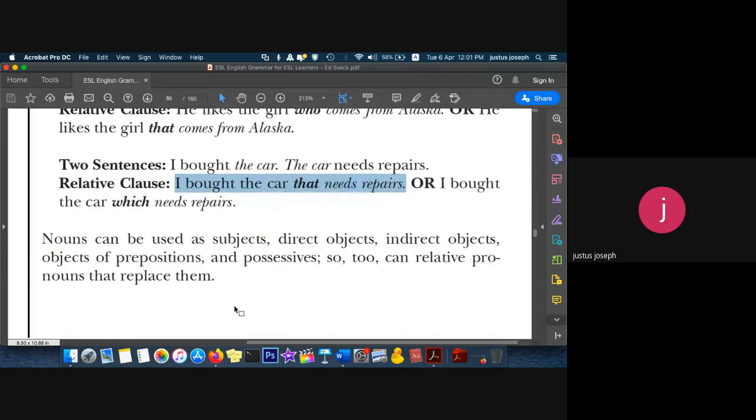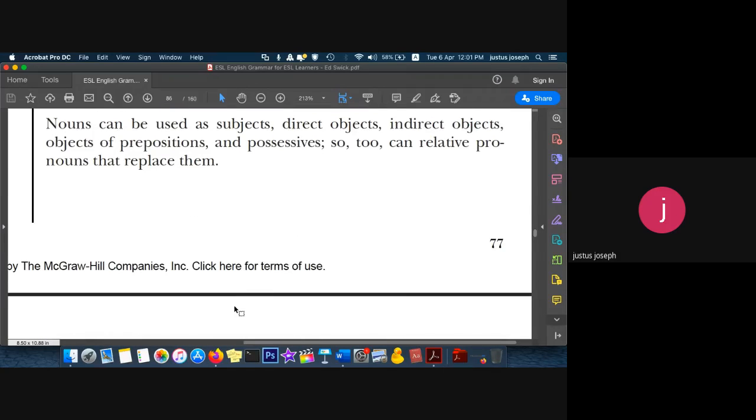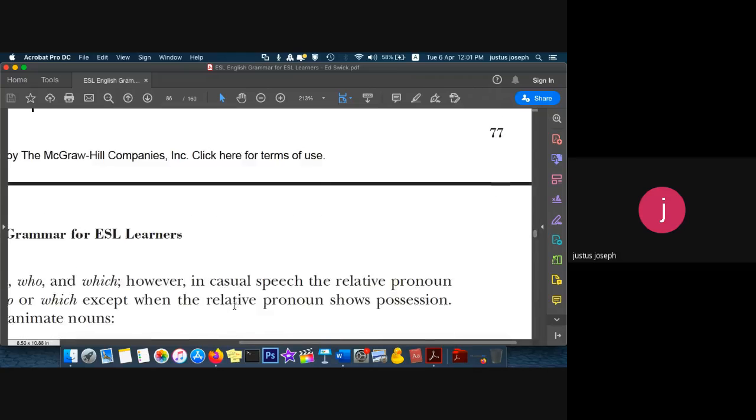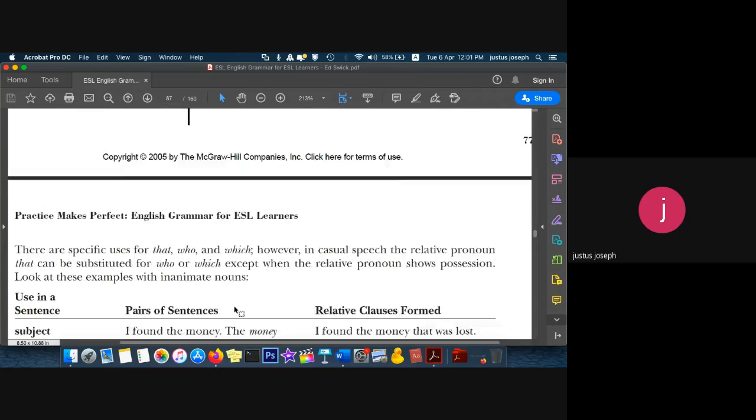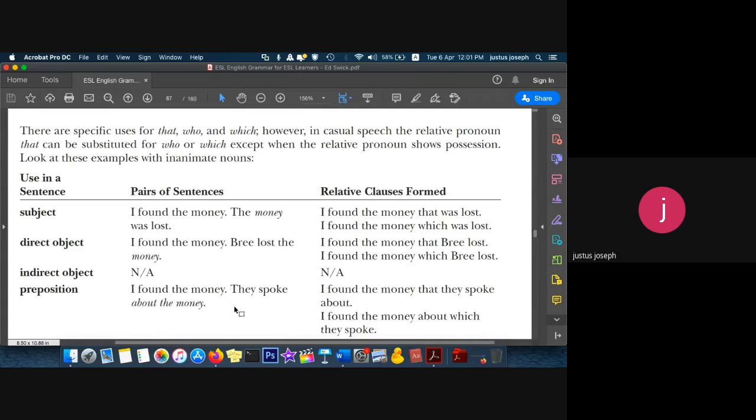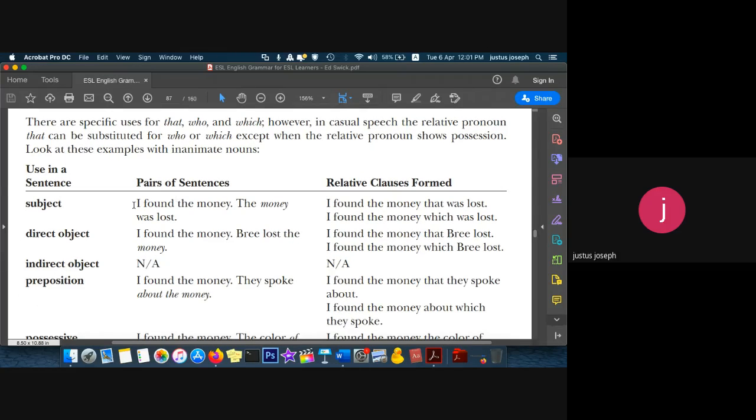So I hope this was clear, that and which. We had learned this in the last class. Okay, so now let's move on. Okay, a few more sentences here.